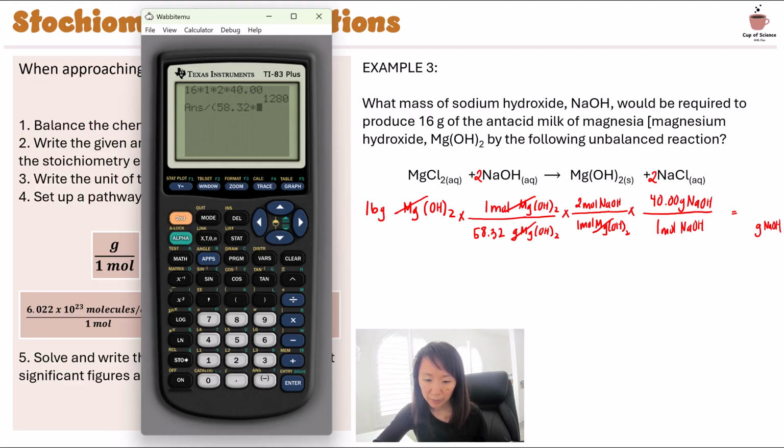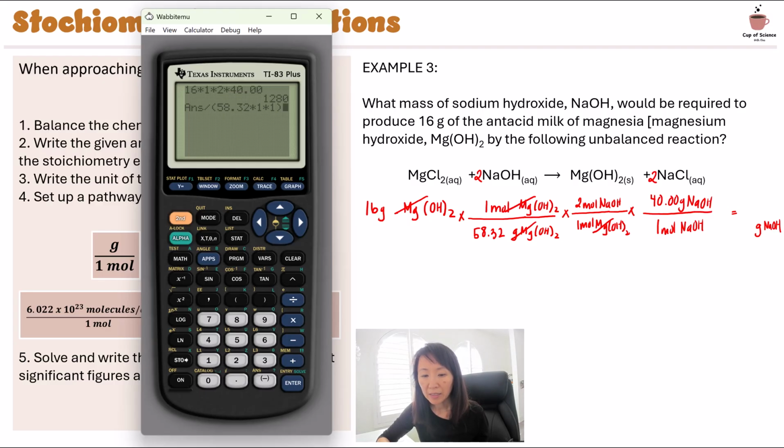58.32 times 1 times 1. Now, you might wonder, why do we need those parentheses? We might have a number different from 1. We might have 2 or 3, but please get used to introducing parentheses when we're doing division for all the components that are on the bottom.